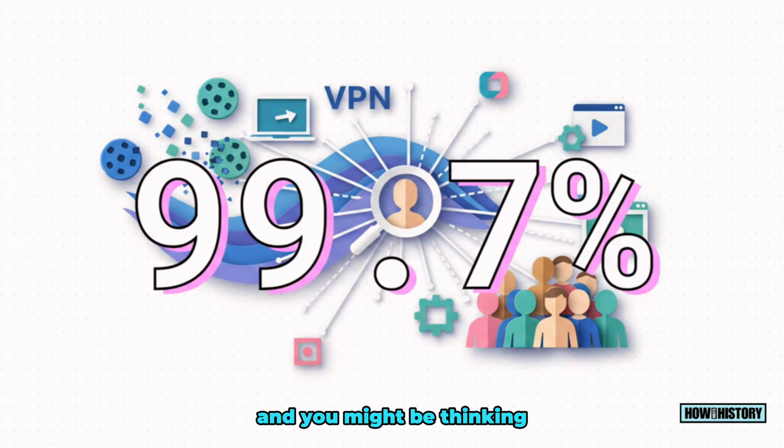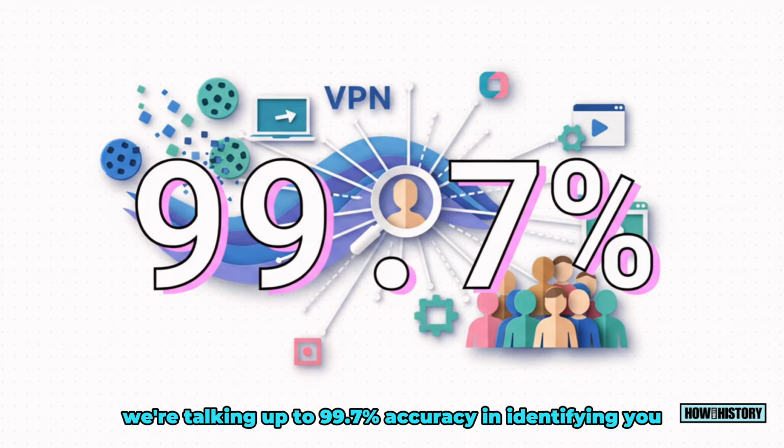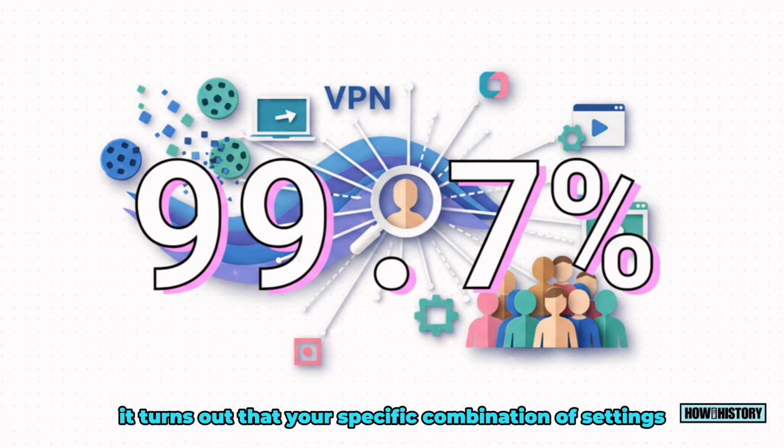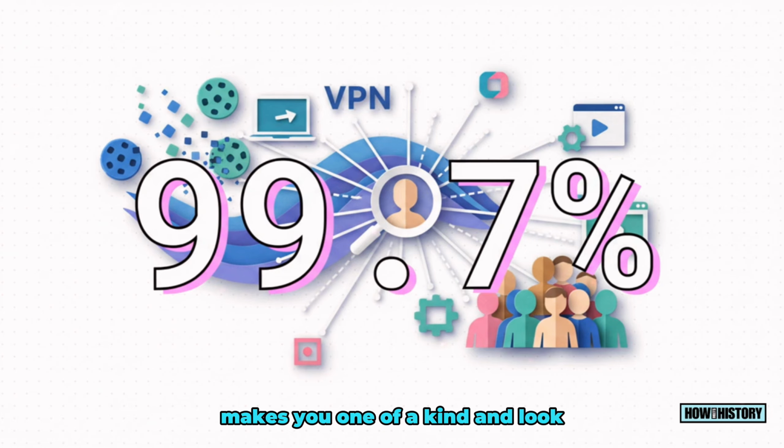And you might be thinking, how good can that really be? Well, the answer is frighteningly good. We're talking up to 99.7% accuracy in identifying you, even if you try to hide your location or clear your cookies. It turns out that your specific combination of settings makes you one of a kind.